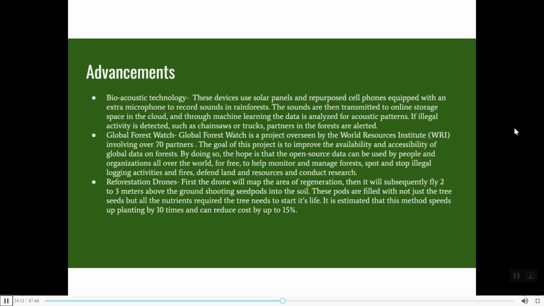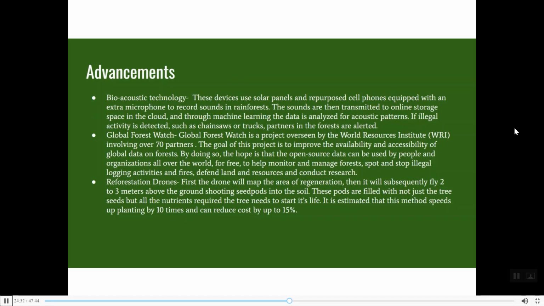Another technological advancement helping to fight deforestation is Global Forest Watch. Global Forest Watch is a project overseen by the World Resources Institute, involving over 70 different partners. The goal of this project is to improve the availability and accessibility of global data on forests. By doing so, the hope is that the open source data can be used by people and organizations all over the world for free to help monitor and manage forests, spot and stop illegal logging activities and fires, as well as defending the land and its resources and conducting research.